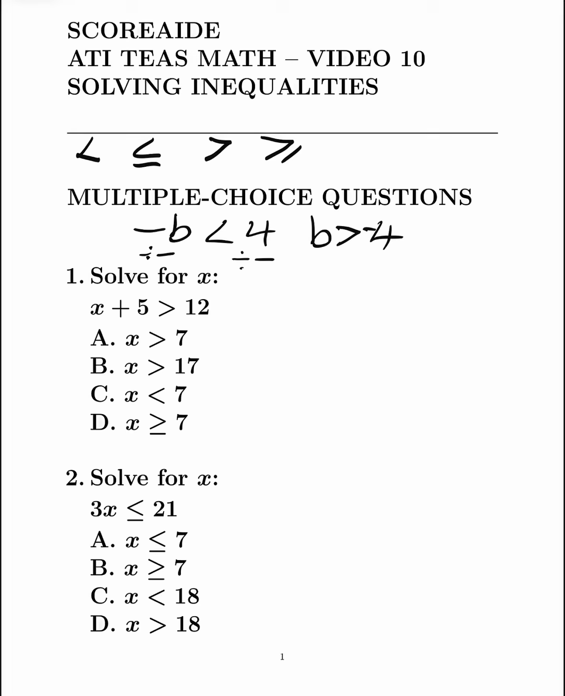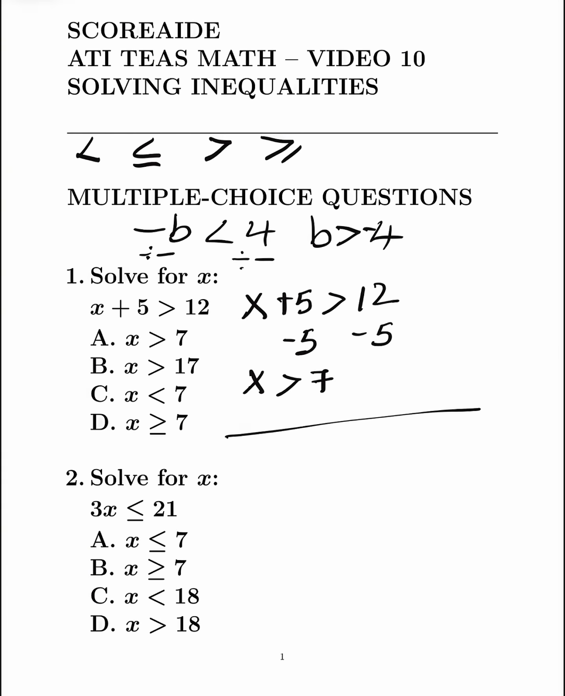Now let's look at question 1. Solve for x the inequality: x plus 5 is greater than 12. In this case, we subtract 5 from both sides, and you see that x will be greater than 7. So let's draw a number line to represent this data. We have 0, we have 1, up to 7.